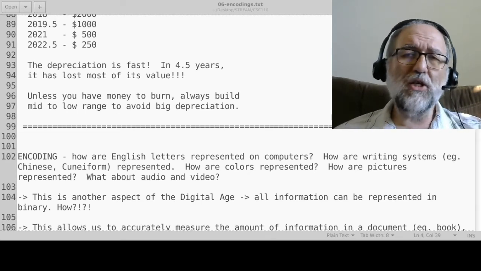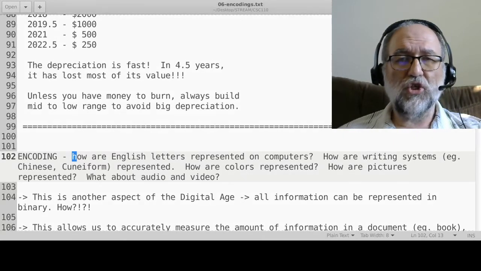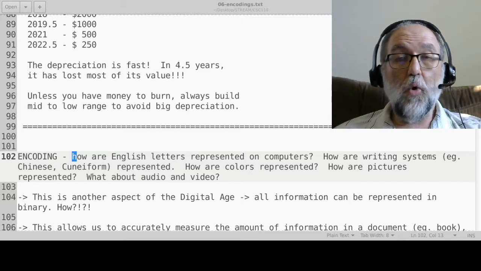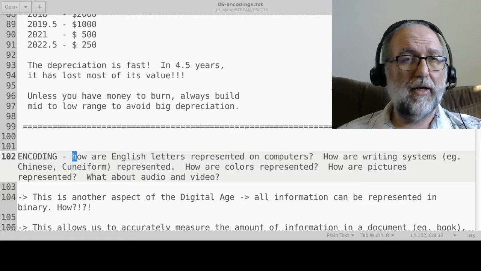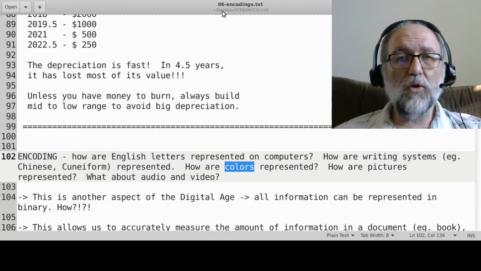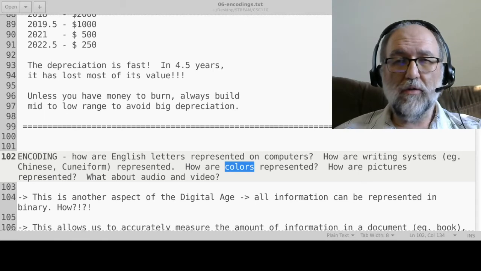And you can ask the question, how in the world is it that, say, this letter here that I've highlighted, that H, how is that H a sequence of ones and zeros? Or if it's a picture, and I'm going to go as far as colors in a picture, and I'm not going to go any further, but you go, how in the world can you encode a color as a sequence of ones and zeros?